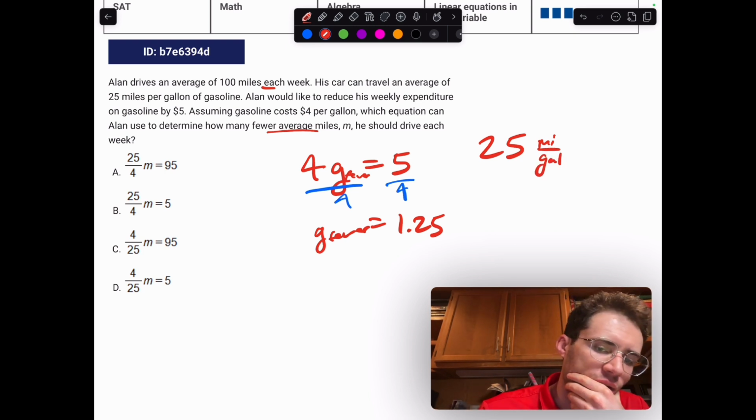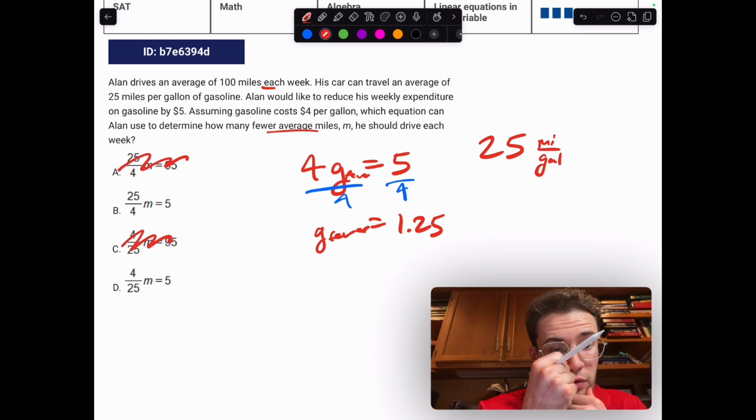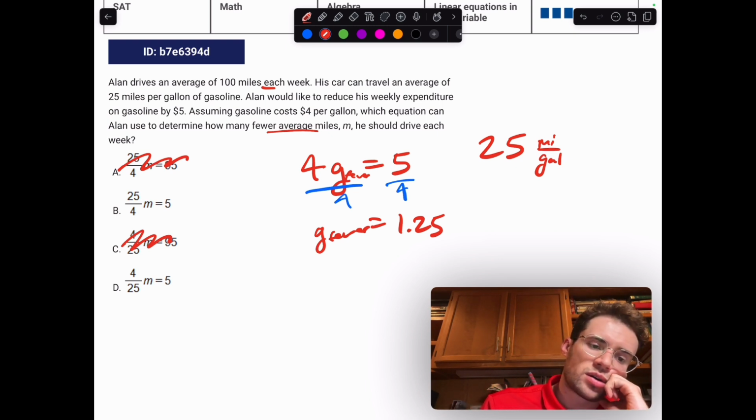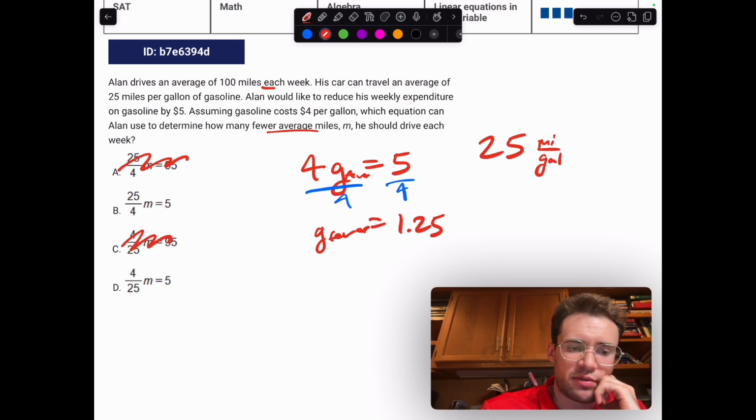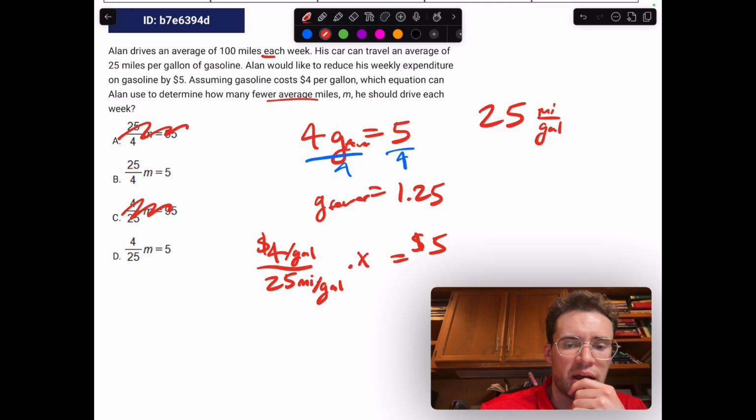Oh, what are they doing? Okay, they're doing something a little bit different. I think the 100 is the red herring here, because that 100 is just not actually important for this. It doesn't matter how much he drives previously, it's just he has to drive how many fewer than that. So 25 over 4. M is the number of miles. So this is kind of unit analysis. You want to have the 25 in the bottom because it should be $4 per gallon, and then down here is 25 miles per gallon. It's $4 per gallon times the number of miles, so M miles.